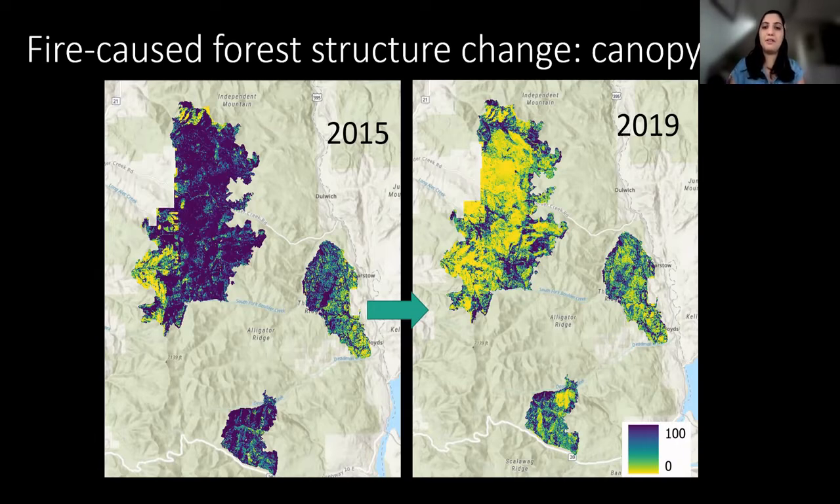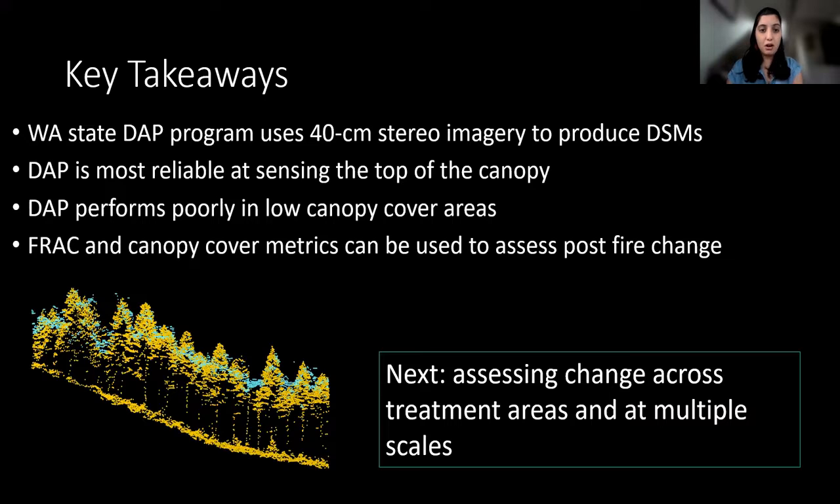And then after the fire, it did... high severity canopy broke up. So that's all I've actually got for this talk.